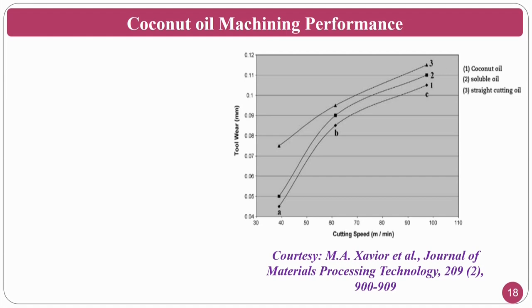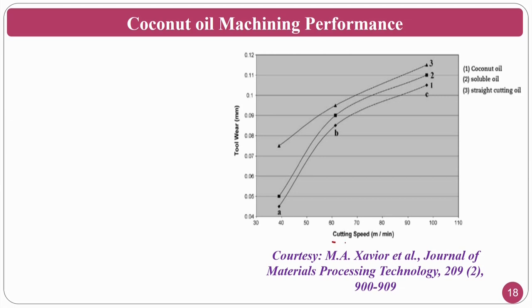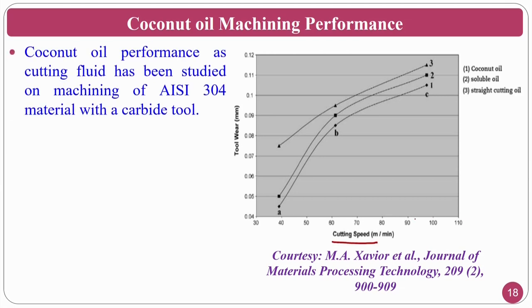If you see the machining performance, till now we have proved that even for high temperatures in the automobiles or the engines, coconut oil usage gives less emissions. So with that analogy, it is eco-friendly, that is proved there. Now we are using it for mechanical performance. If you see the cutting speed versus tool wear, what is happening? Coconut oil performance as a cutting fluid has been studied when machining AISI 304 material with carbide tool.